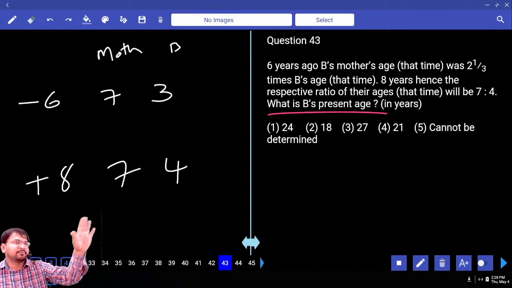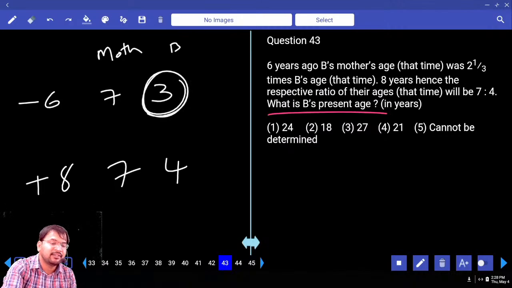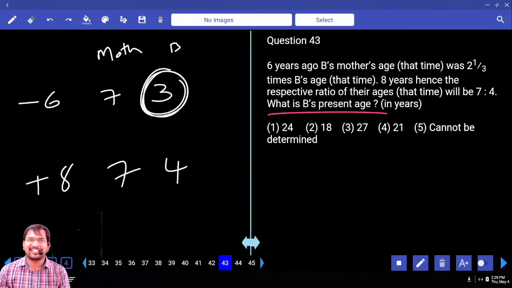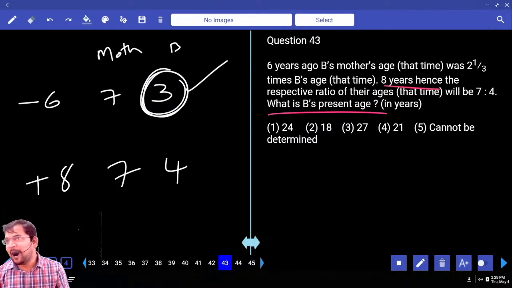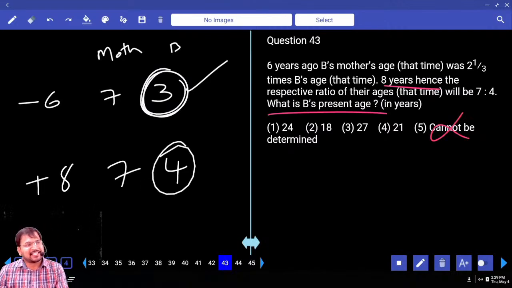Look at here, all of you. So no need to do any circus. Observe carefully here. This is 6 years ago. 6 years ago is 3 parts. They're asking percentage, therefore the option is the percentage. If we subtract 6 from the option, that should be a 3 multiple. If we add 8 years hence, if we add 8 to the option, then that should be a 4 multiple. Are you clear? Answer cannot be determined is not correct, the answer can be determined.